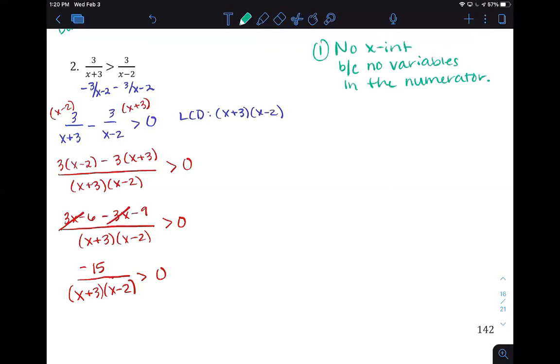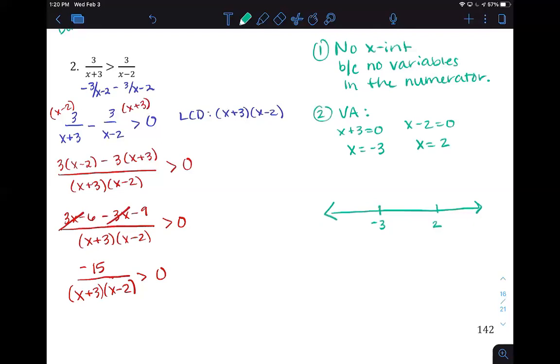And then we want to look at our vertical asymptotes. Okay, so based off of our denominator, we have x plus 3 equals 0 and x minus 2 equals 0. So what are your vertical asymptotes? X equals negative 3 and x equals 2. And that's what's going to go on your number line. So negative 3, 2.